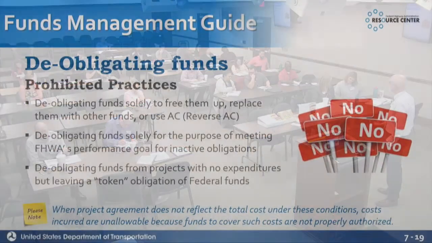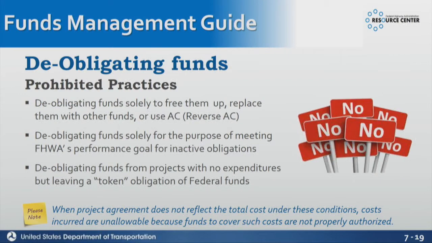Okay, so we just talked about prohibited practices for obligating. We also have prohibited practices for deobligating. Basically, deobligating funds solely to free them up, replace them with other funds, or use AC, or what we call reverse AC. What that means is you have an obligated project, and you say, hey, we have the CMAQ funds obligated on this project, and we want to use those somewhere else, so we're going to deobligate them, make that project now an AC project, and move those CMAQ funds to another project and use them there.